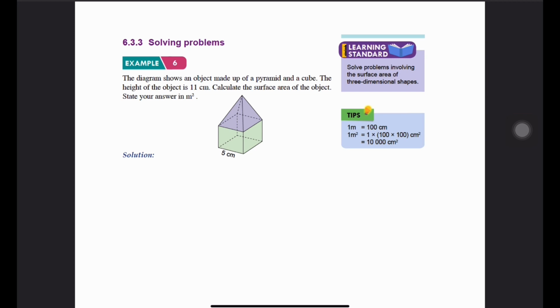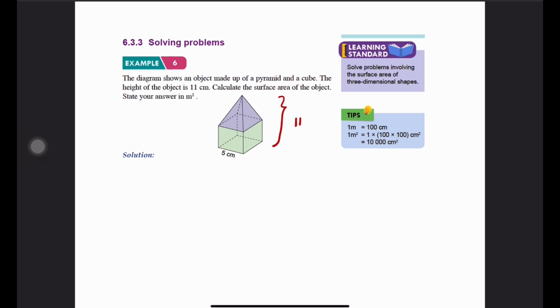Sebagai contoh, this problem, the diagram shows an object made up of a pyramid and a cube. The height of the object is 11 centimeter. So the total height is 11. Calculate the surface area of the object. State your answer in meter square.